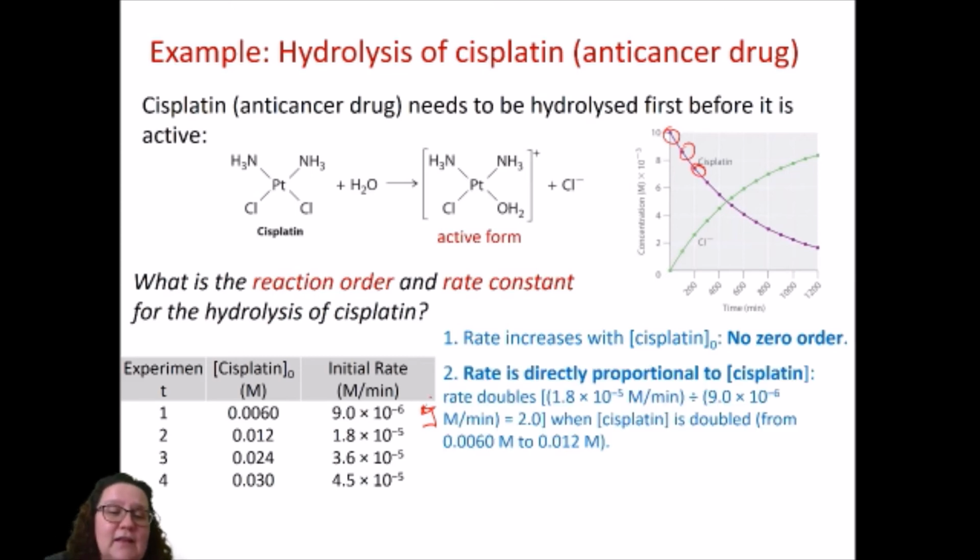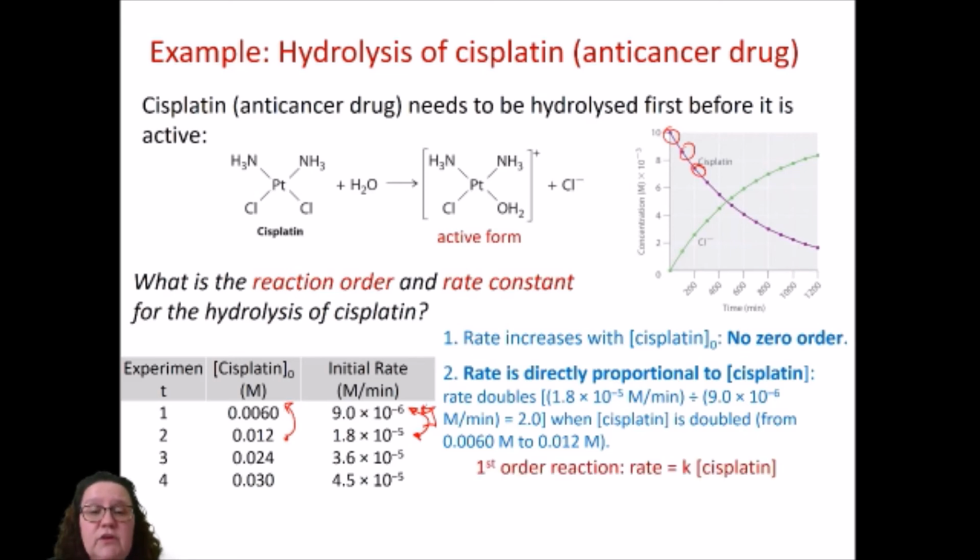And I can see that when the concentration of cisplatin is doubled, the initial reaction rate also doubles. That tells me that the rate of this reaction is directly proportional to the concentration of cisplatin. And that is the definition of a first order reaction. The rate is proportional to the concentration of cisplatin, and whatever makes the proportion is this times that concentration, the rate constant. We have already established the first order reaction, and now the question also asks me to identify or to calculate the rate constant.